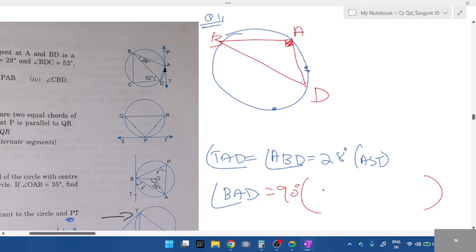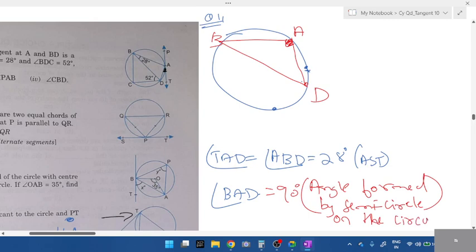Yes. Angle formed on circumference by which line? By semicircle. So you can write: the angle is formed by semicircle. Where is it formed? On the circumference. Whatever I explain, just write it on the circumference.